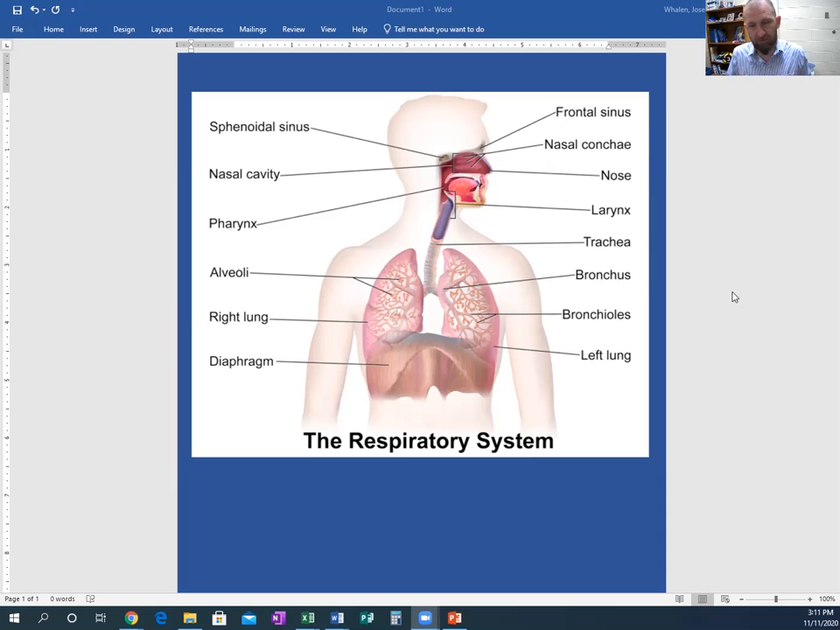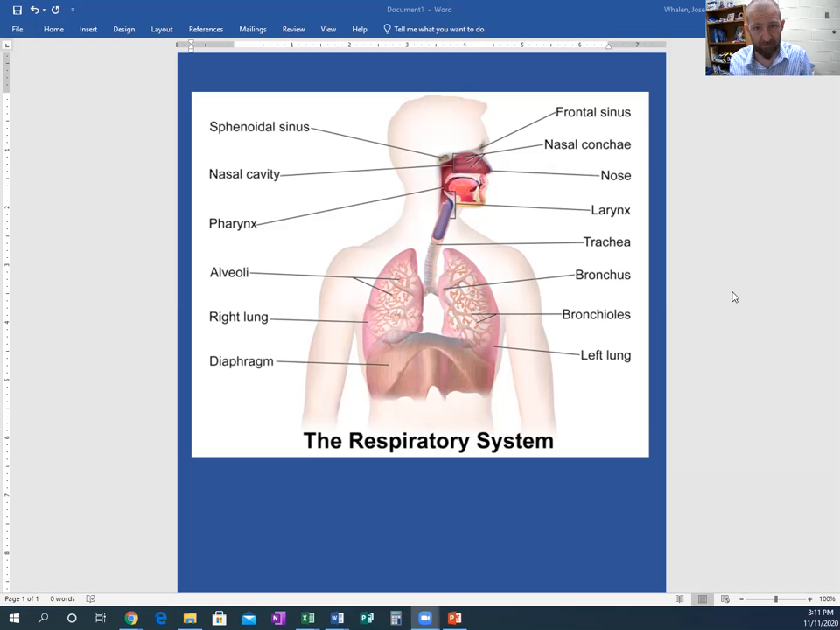After we inhale, we use our muscles to make our chest cavity bigger, our diaphragm contracts and drops. When we exhale, that's just our muscles relaxing. That creates a positive pressure, and that makes the air go out. So that's the respiratory system.